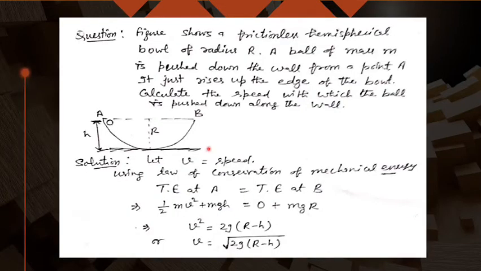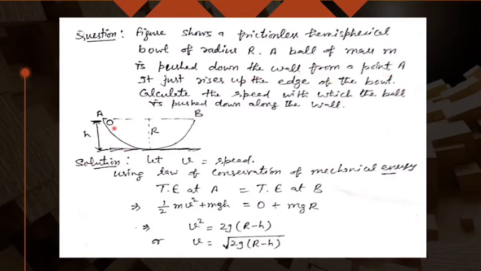With you, first question I am reading for you. The figure shows a frictionless hemispherical bowl of radius r. Radius r is given of this hemispherical bowl. A ball of mass m is pushed down the wall from a point A.